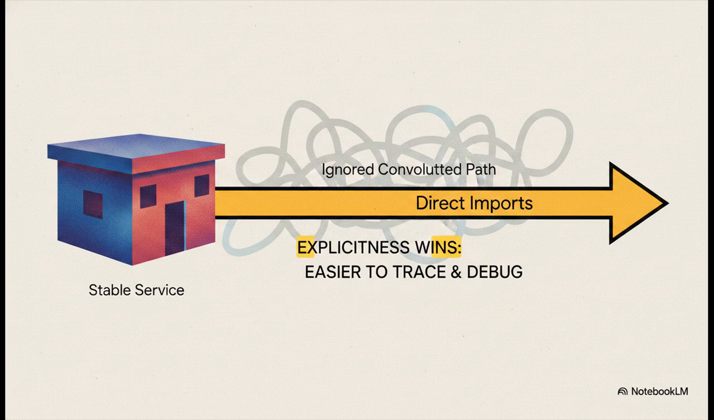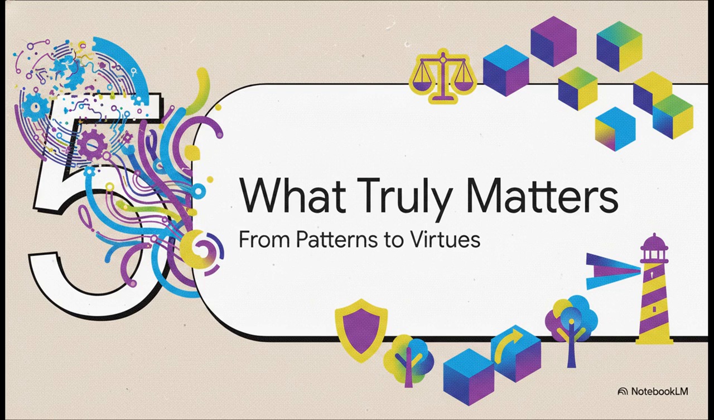And the truth is, in many common scenarios, like stable, small to medium-sized services, the math is actually pretty simple. Explicitness wins. A direct import statement is faster to read and trace. Explicitly creating an object with new is easier to debug. You don't need to understand a whole complicated container just to understand the system. So, where does that leave us? What should we really be optimizing for?